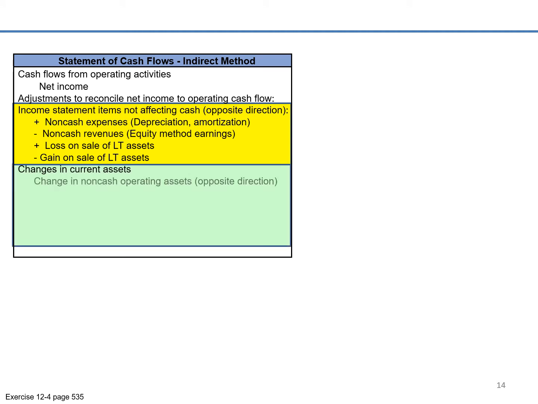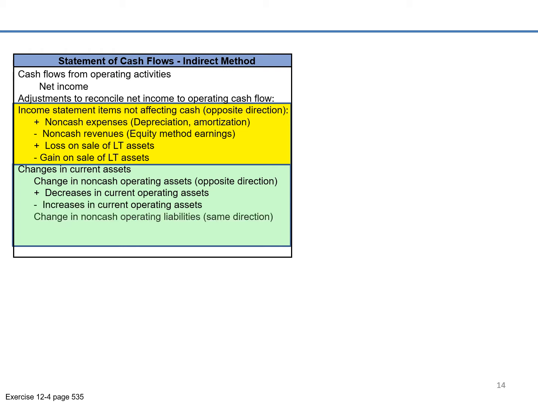Then we have our changes in our current assets. Changes in non-cash operating assets go in the opposite direction. So decreases in current operating assets are going to be added back. Increases are going to be subtracted. Then we have our change in non-cash operating liabilities. Those go in the same direction. So increases are also increases to cash, and decreases are also decreases to cash.